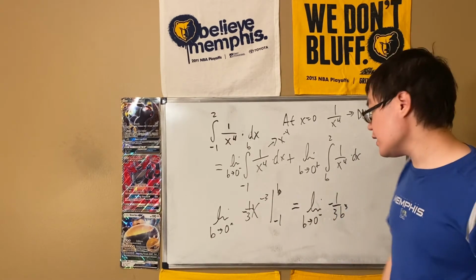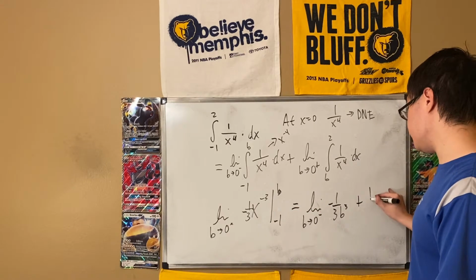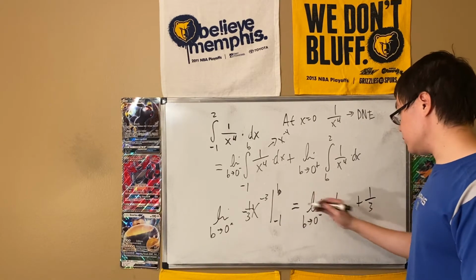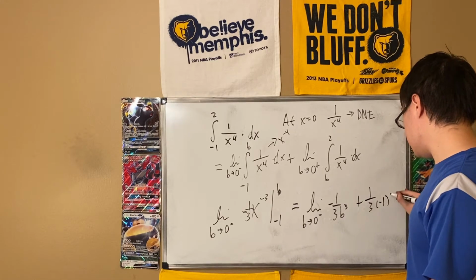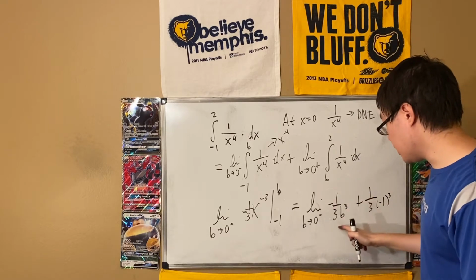Again, I'm writing this as a fraction. The other part is not that bad. It's going to be plus 1/3 of negative 1 to the negative 3, which is the same thing as 1 over negative 1 cubed. But this is going to be the problem term.